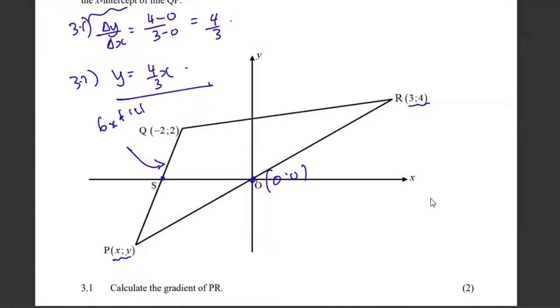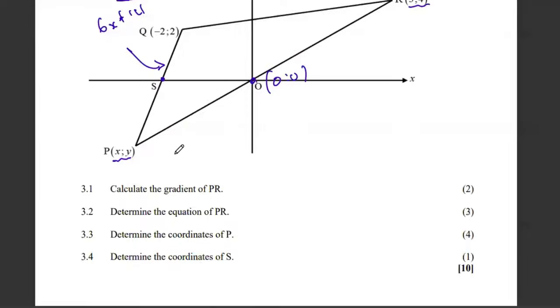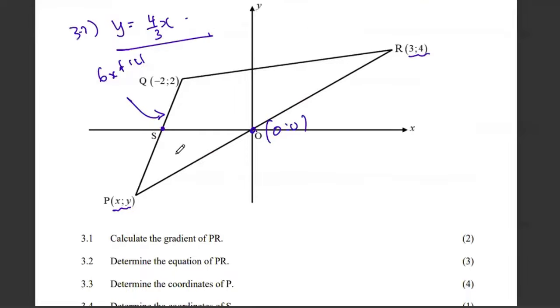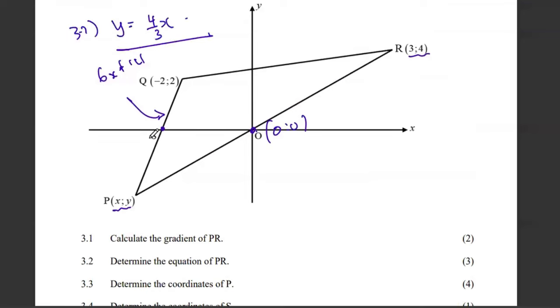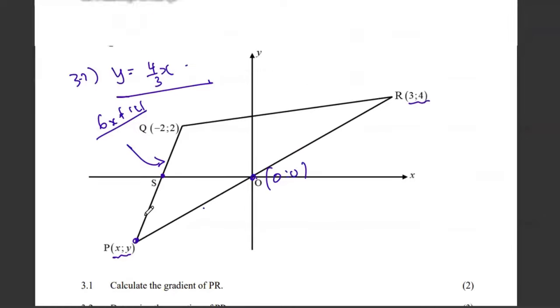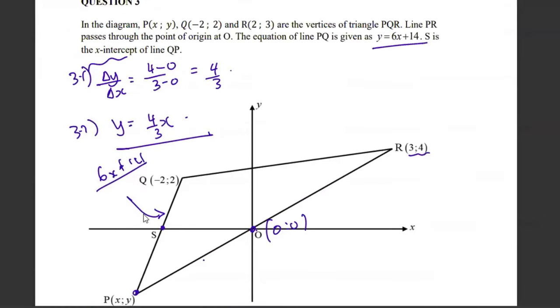All right, then 3.3. Determine the coordinates of P. How many marks is it? It's 4 marks. So we know that at P, that's when both graphs are meeting, the one for this equation and this graph. So what I'm going to do, I'm going to equate the two equations and say that it's 4 over 3.